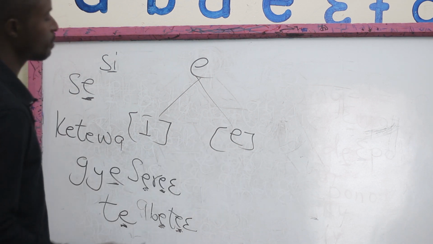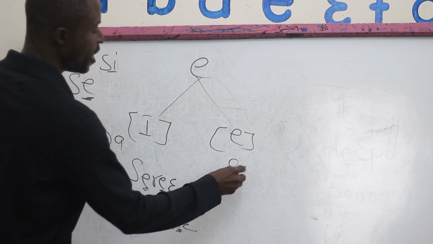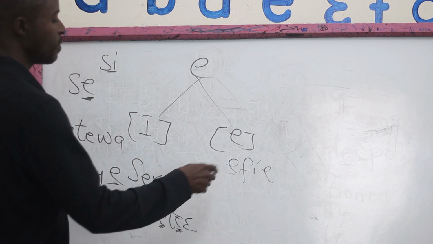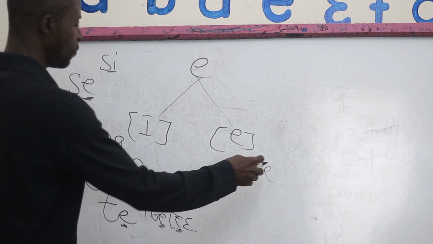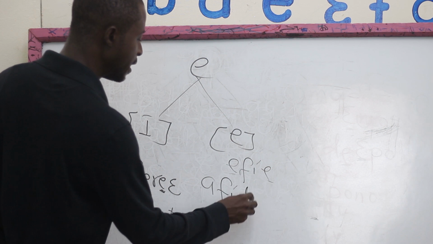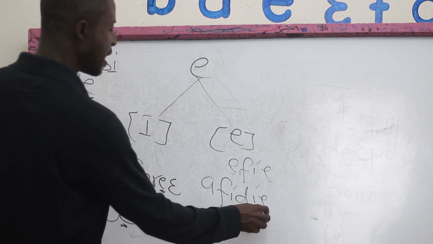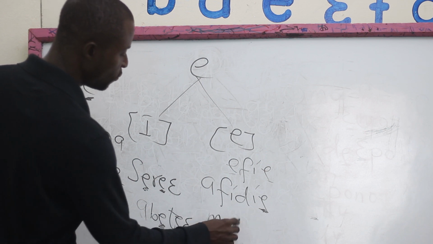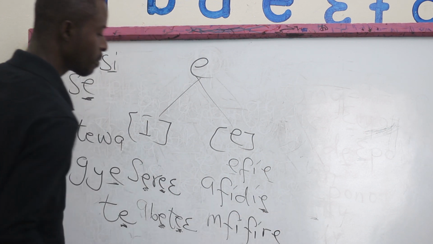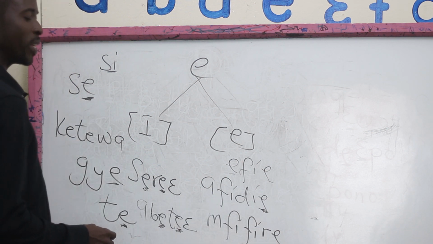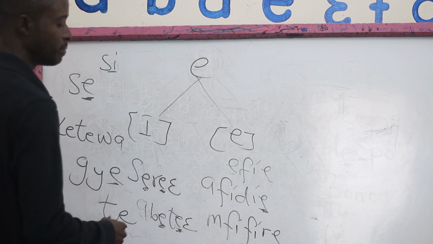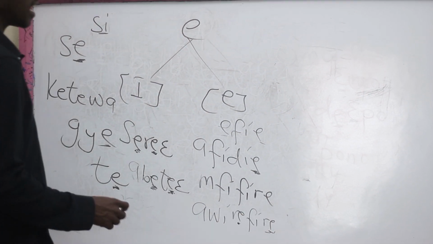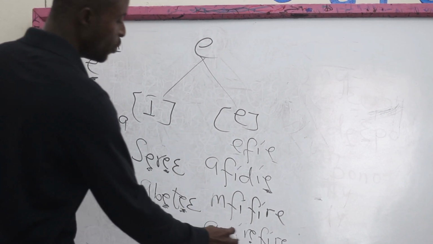Right, let's move on to the next variant, which is a, as in afie, house. Efidie, as in trap, or a machine. Mfifire, as in sweat, to sweat. Ewirefre, as in forgetfulness.